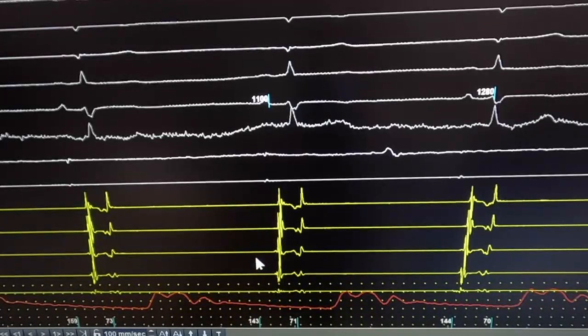Near-field potentials represent local electrical activity that is observed in the neighborhood of the electrode. Far-field potentials represent electrical activity that is observed by the electrode from some distance. On CS electrodes, you observe the near field of atrial activity and the far field of ventricular activity.